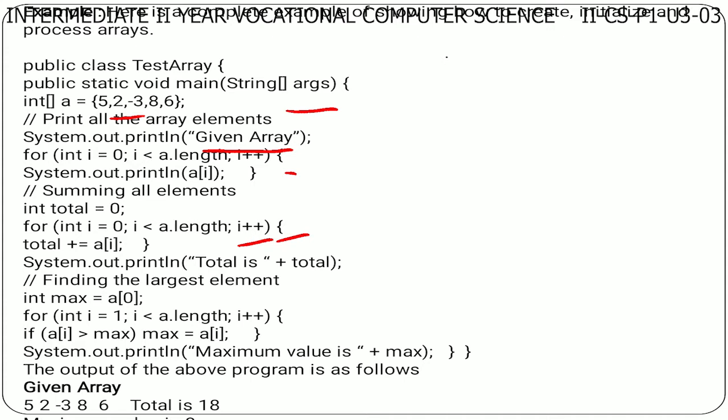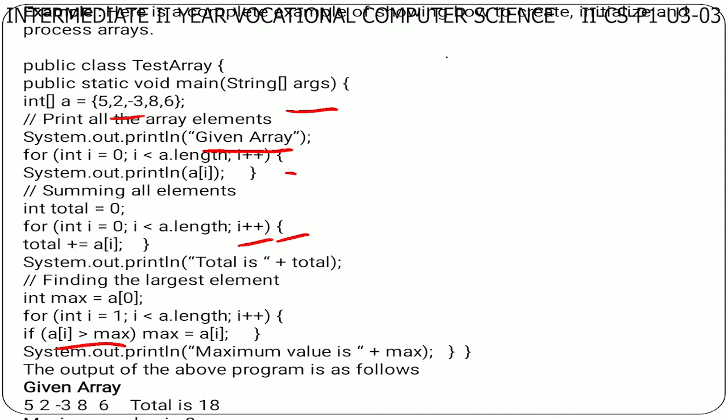Then we have the if condition: if a[i] is greater than max. Here in the for loop I am taking int i = 1. So a[1] is 2. So it is comparing whether 2 is greater than max, that is, 2 is greater than 5 or not. So 2 is smaller than 5, that is why max would be 5.